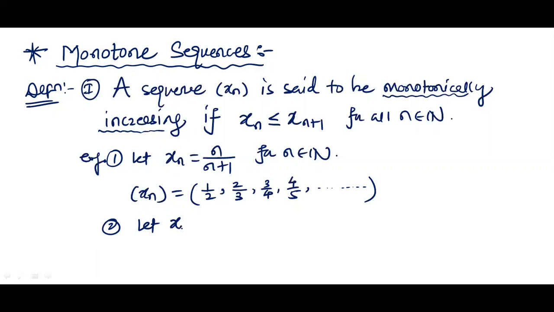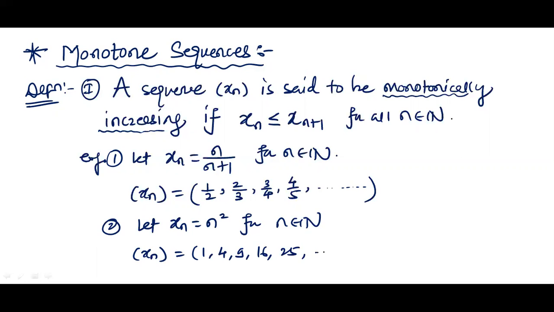Let's suppose xn is equal to n square for n belongs to N. Then the terms of the sequence xn are 1, 4, 9, 16, 25. See, the terms of the sequence are increasing, therefore it is a monotonically increasing sequence. Okay. That's the definition of monotonically increasing sequence.